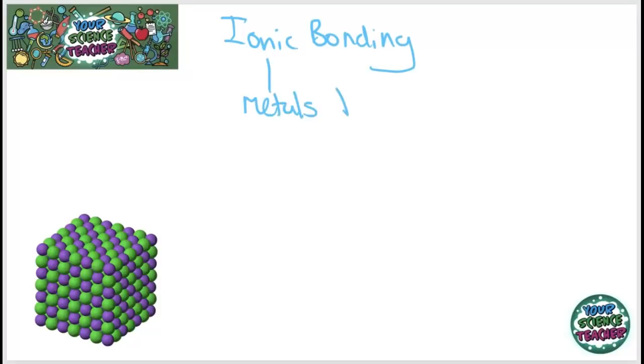Ionic bonding is different to covalent bonding in the fact that electrons are no longer shared. They are actually donated from one atom to the other. And ionic bonding happens between metals and non-metals. So let's have a look at what a dot and cross diagram would look like for an ionic bond. And let's just pick a really simple ionic bond.